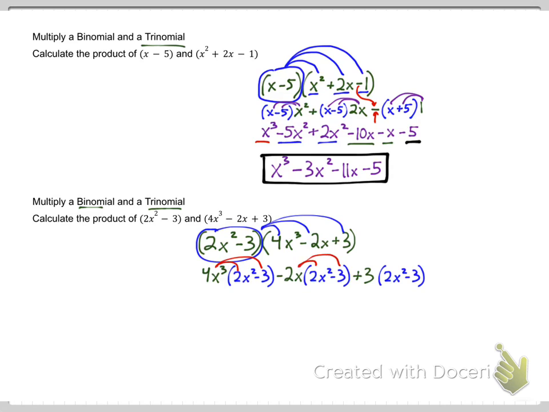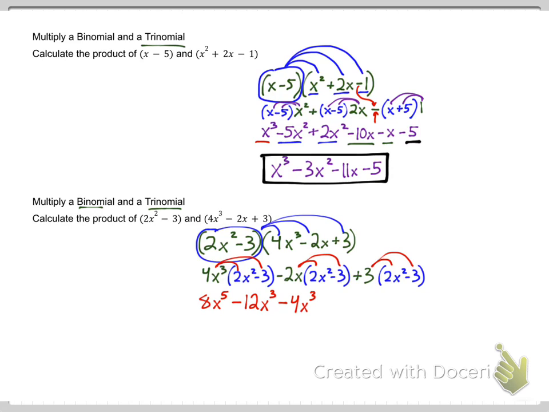4x cubed multiplied by each of those, negative 2x multiplied by each of those, and 3 multiplied by each of those. Notice now that we have 3 terms we distributed to, we have 3 distributions we have to do on the second step. So we get 4x cubed times 2x squared, x cubed times x squared. You add the exponents when you're multiplying powers, so that's x to the 5th. 4 times 2 is 8. Then we get negative 3 times 4x cubed, that's minus 12x cubed. So then next, negative 2x and 2x squared is negative 4x cubed.